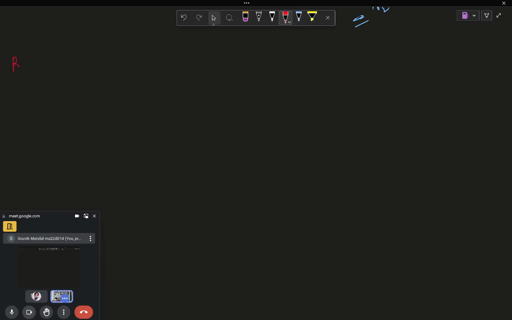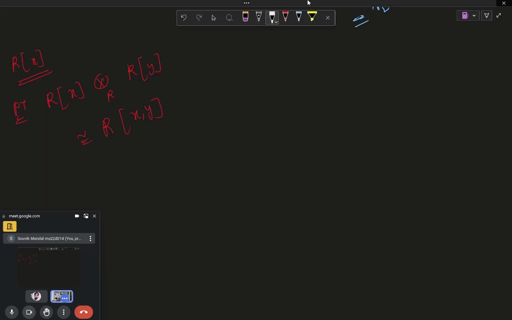So you know about the ring R[x], right? The polynomial ring, correct? Prove that R[x] tensor R[y] is isomorphic to R[x, y]. Take your time, think about it first.